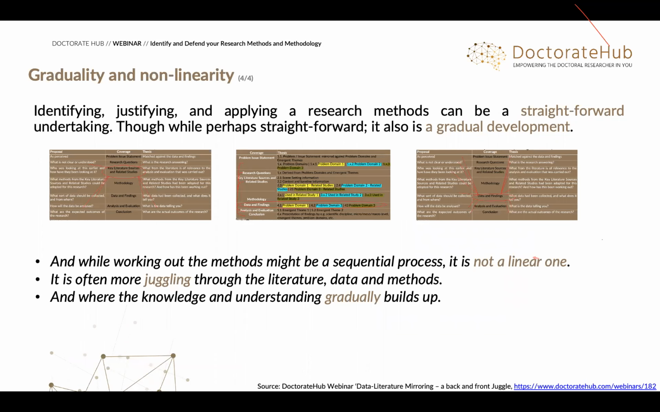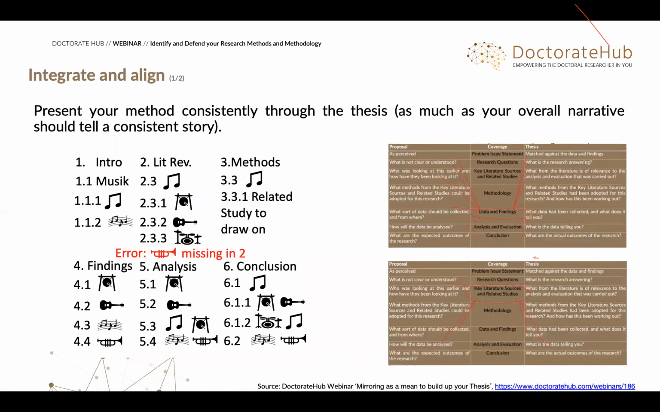So while working out the methods might be a sequential process, it's not a linear one. It's often more juggling through the literature, data, and methods, front and back. And so the knowledge and understanding builds up gradually. And afterwards, integrate and align.